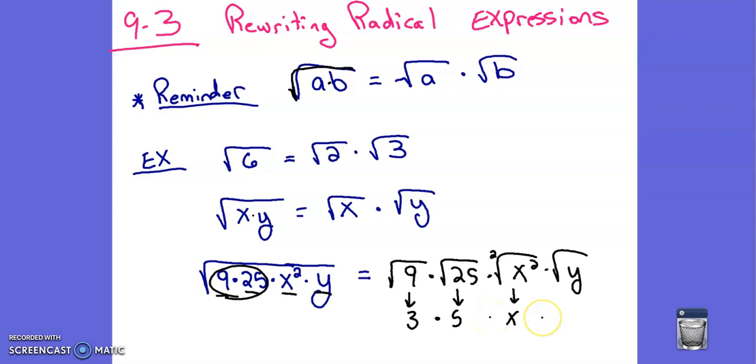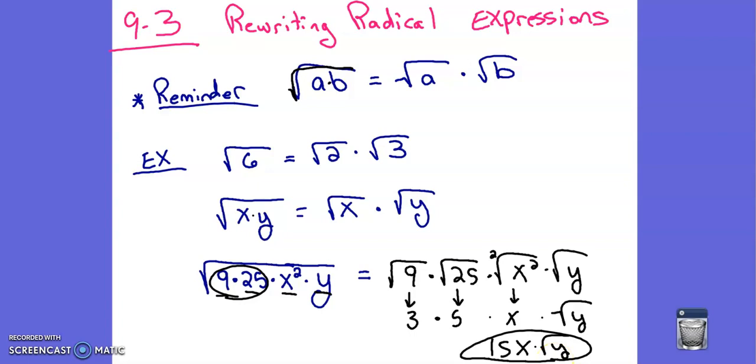And then you have the square root of y. It's not a perfect square, so it just stays inside the square root symbol. So on the outside of the square root, I have 15x, and on the inside, I have the square root of y. So 15x times the square root of y is the simplified answer to that original problem.